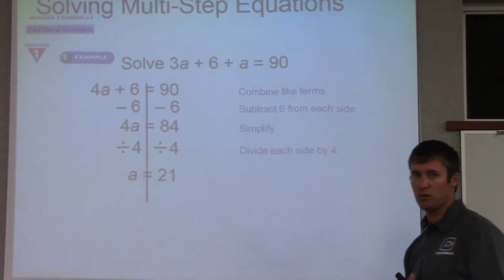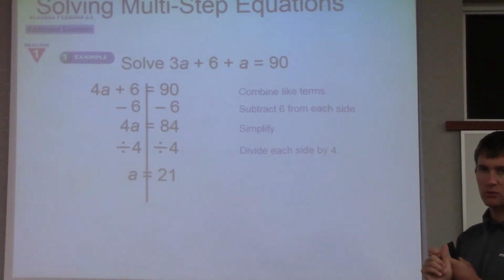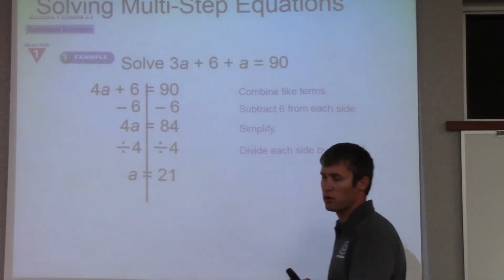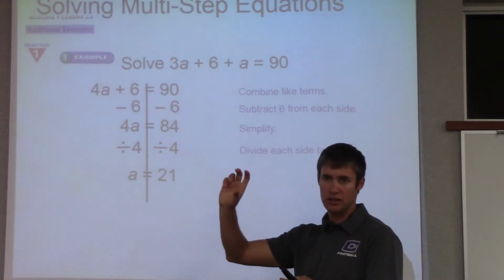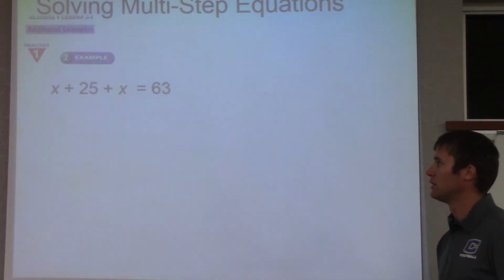So that's the idea that we want to do. We want to go ahead and distribute the property, combine like terms where we can. Then, once we combine like terms, we go through and do subtraction and addition first, and then multiplication and division last. So we have this.